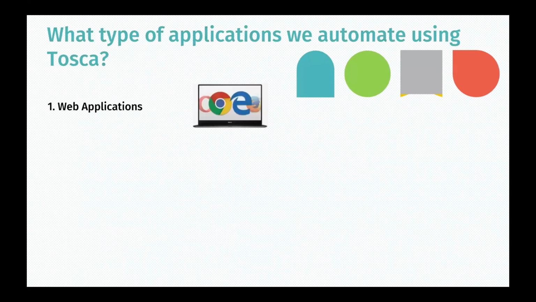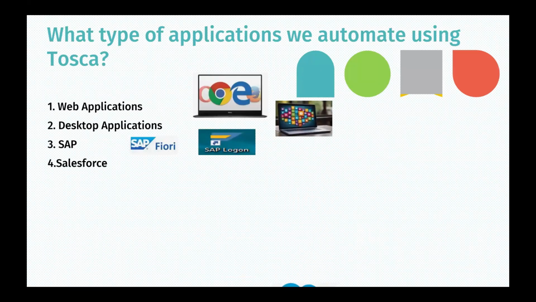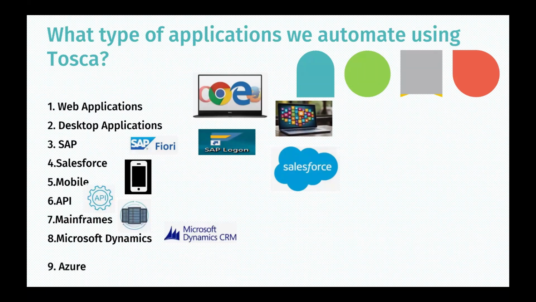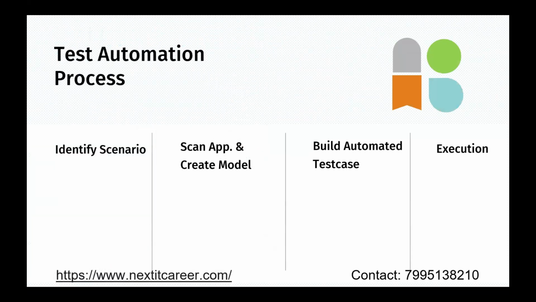So what type of projects can we automate using Tricentis Tosca? We can automate these many project categories: web applications, desktop, API, Salesforce, mobile, and mainframes, Microsoft Dynamics, Azure, big data testing, ETLs, all these things we can do. Tosca is very flexible to support these kinds of application categories.